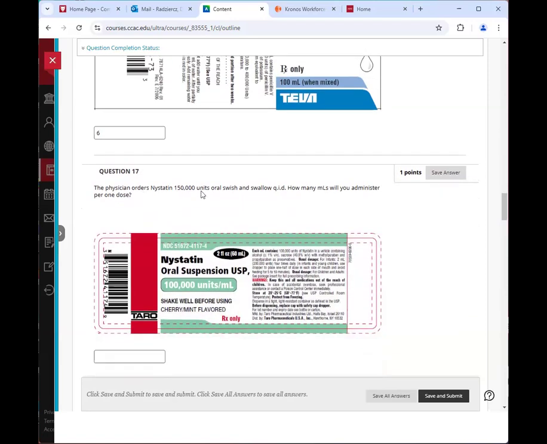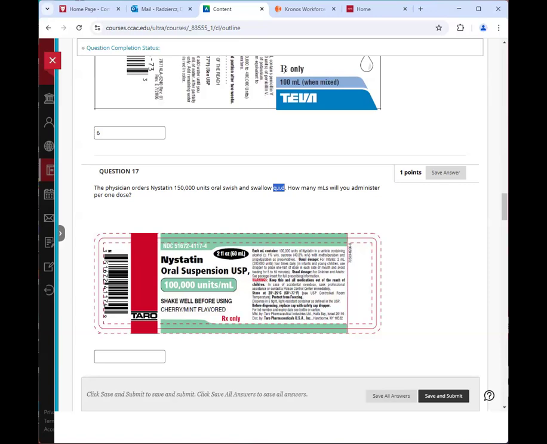All right, number 17 sometimes seems tricky because they use units instead of milligrams or other things, but this is just another example or another unit of measure for medications. As long as the medication itself is measured in units, it shouldn't be an issue. Tells you to swish and swallow, and then QID is 4 times a day. But this just says how many milliliters would you administer for 1 dose.